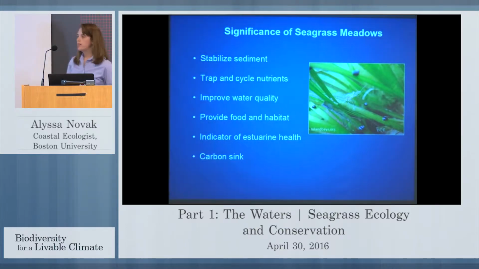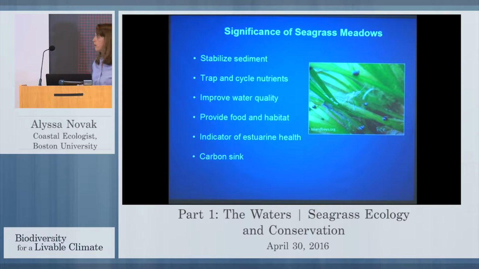So why do we care about seagrass meadows? They serve a number of ecological as well as economic roles in our coastal systems. First thing that they can do is stabilize sediments, and so this prevents erosion. They can also trap and cycle nutrients, and so this improves both water quality as well as clarity. They also provide food and habitat to a number of different organisms. Those organisms may be commercially important, such as tautog or striped bass, or endangered. So that would include sea turtles, seahorses, as well as manatees and dugongs.